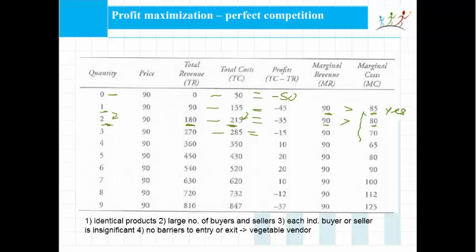This is the point till which the marginal costs are coming down. It's a U-shaped curve. Beyond this point, the marginal costs start moving up. Till the time the marginal revenue is greater than the marginal cost, I should continue production. I would be increasing my profits. So from minus 50, we've reached plus 20.